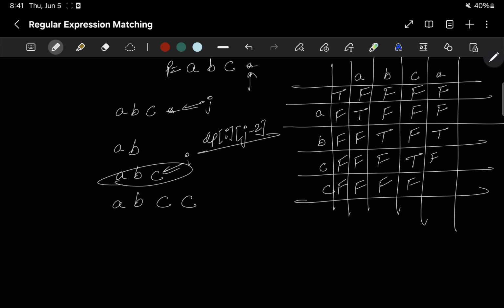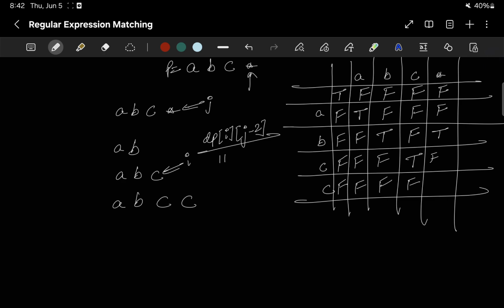But we said ABC can match ABC star. Why is it false? Yes, so that's where another condition comes. First of all, it will be dp[i][j-2], which means first we tried that, okay, let's skip this C. Now we will say, okay, let's not skip this C, because when we skipped this C, we got the false answer. Because if we skip the C, P becomes AB, because it's ABC star, we skip C, P becomes AB, and S becomes ABC. Of course, ABC does not match AB, right? So we said that, okay, when we skip C, it did not match. So let's try to include C.